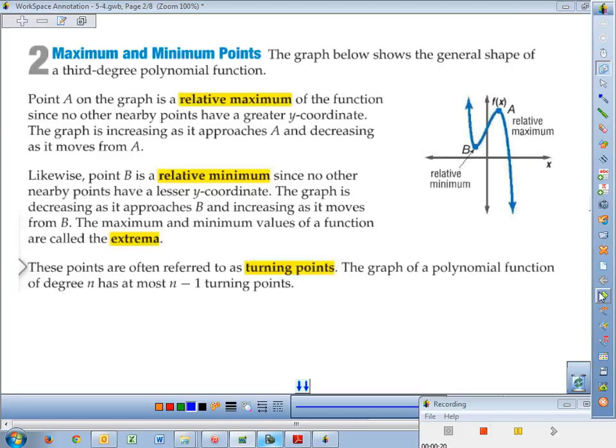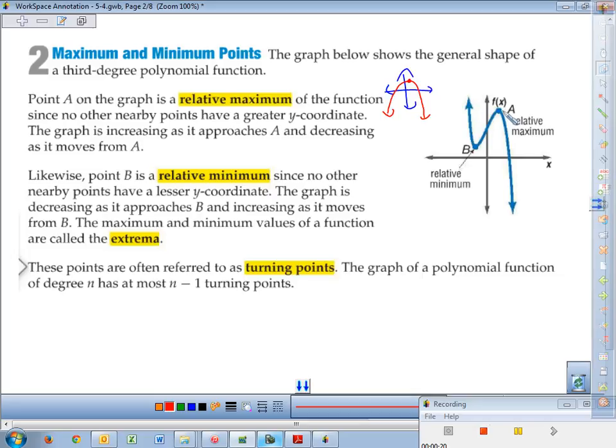Well, let's talk about some basic vocab right here. A relative maximum. A relative maximum is someplace on the graph where you kind of see a maximum, but it's not the absolute maximum of a graph. For example, if you have a little graph like this, a parabola that opens down, see this point right here? Isn't that the absolute maximum of that particular graph? That's as high as that thing will ever get, right? That's called an absolute maximum.